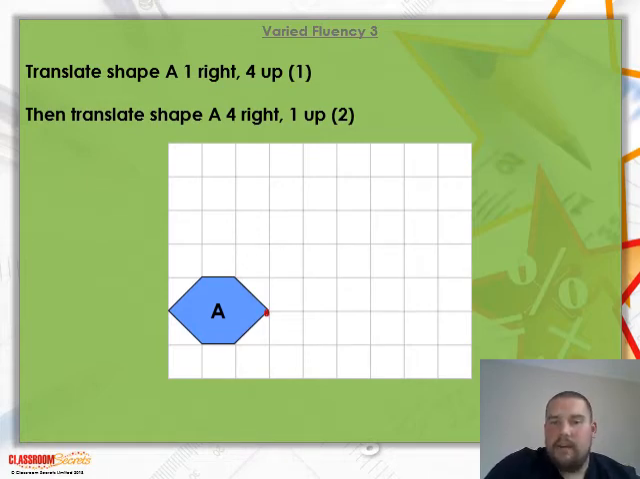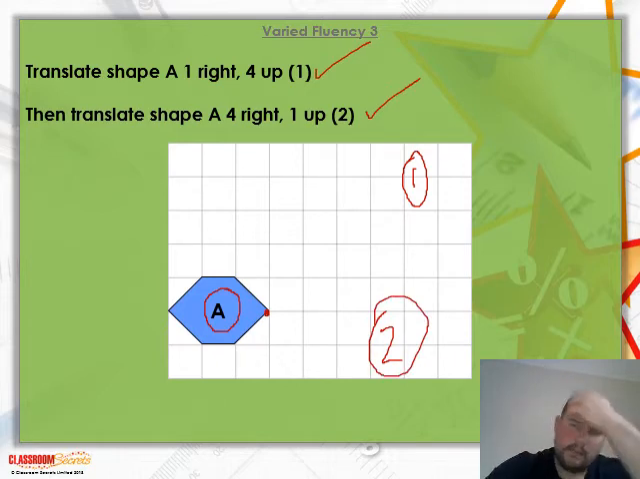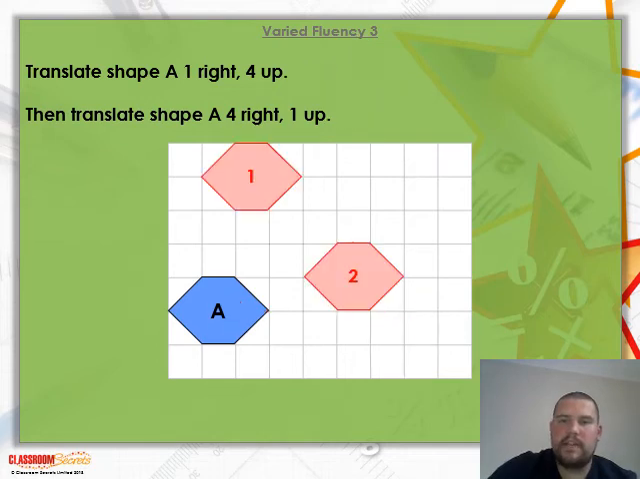And then, after that, you need to translate shape A 4 right and 1 up. So this would be shape 1, that would be shape 2. So you should come out with 2 translations away from shape A. So say shape 1 ended up over here, and say shape 2 ended up down here. That's what we're looking for. 2 shapes on this piece of paper. So give that a good go. Remember, don't overcomplicate it, just move it. Pick your point, move it, then draw the shape. Okay, pencil and ruler, you need to be drawing the shape.